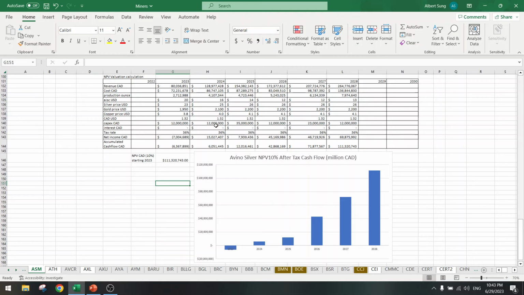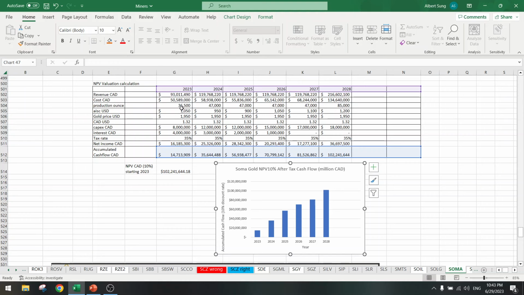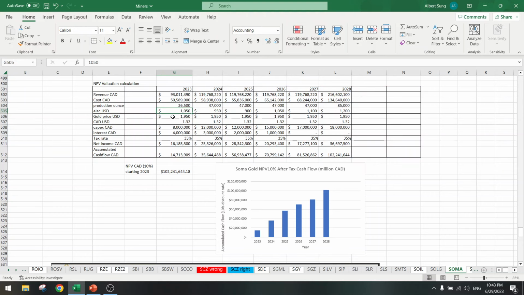So things can change in time based on the commodity prices. Same with Soma Gold. Here we could play with the gold price only. Let's say next year we go to 2100, 2200, 2300, and it could stay here. And you can see that the slope has steepened.